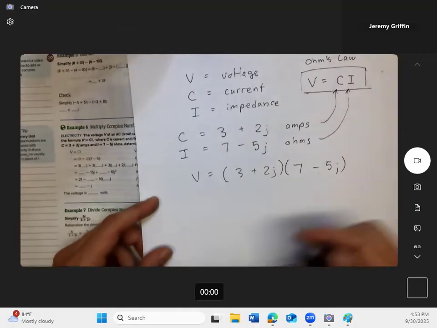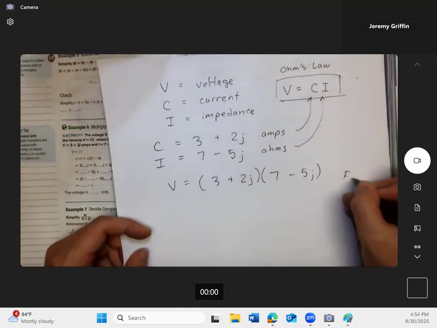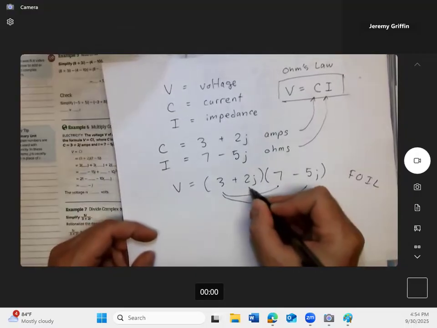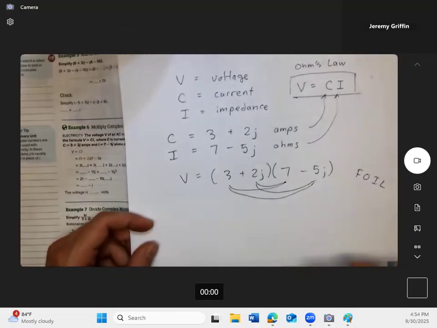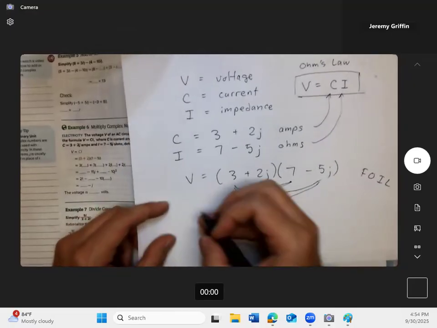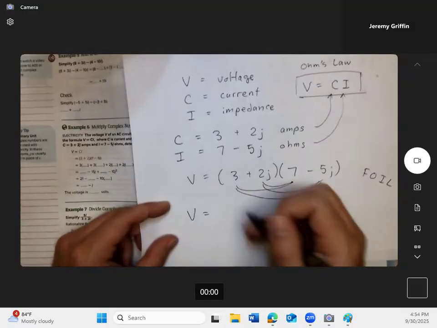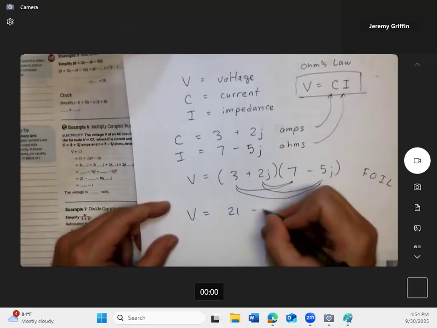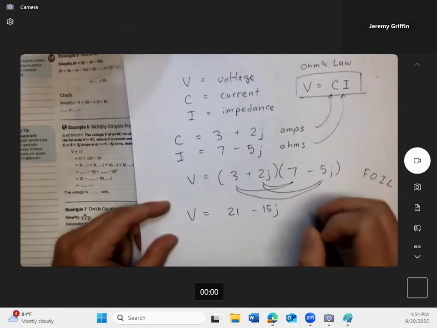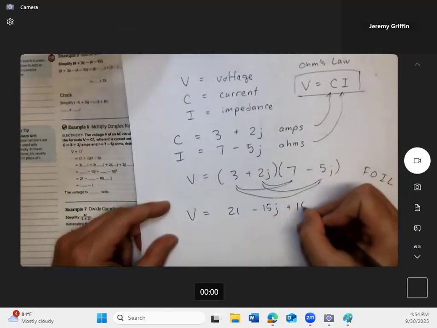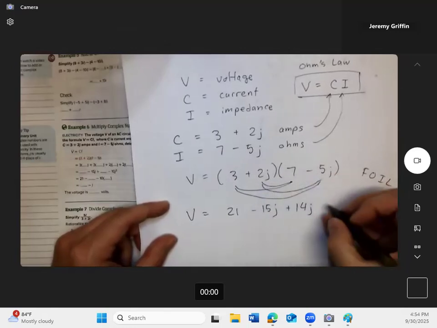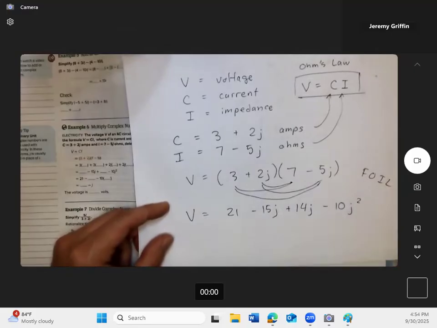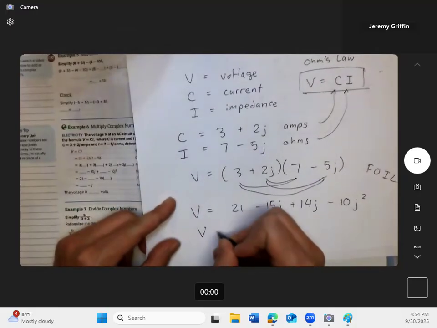Well, I can FOIL. So I'm going to write down FOIL: first, outside, inside, last, right? And that'll lead us straight to the answer, or should. Let's see. So the voltage would be 3 times 7 is 21. Outside, negative 15J. And then inside is plus 14J. And then last is negative 10J squared. I think we can clean this up.